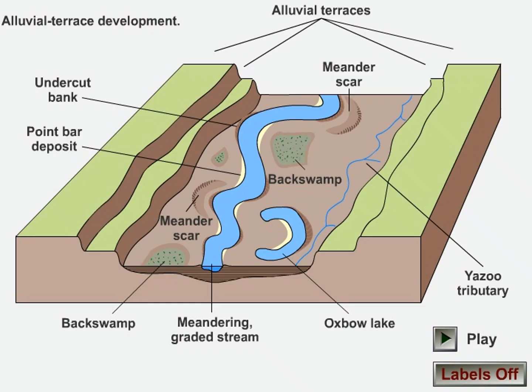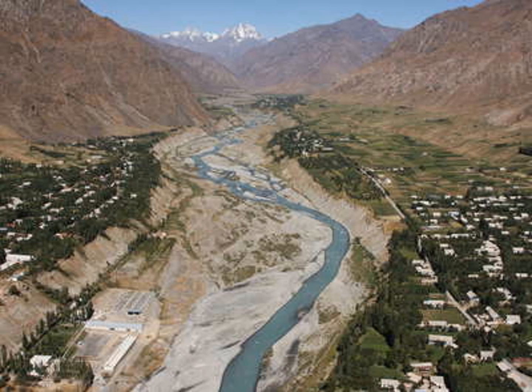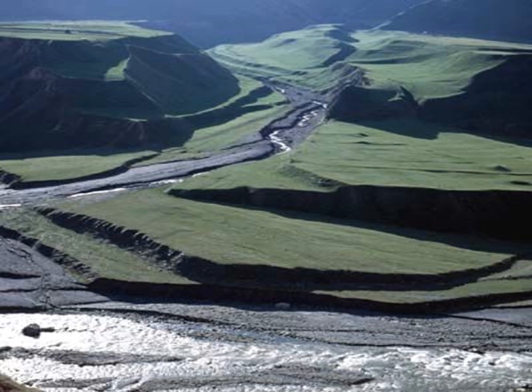This image shows the stepped appearance of river terraces along a valley side. Observe the undercut bank, the point bar deposits, and also the meander scars and the oxbow lakes. Here is another view of river terraces showing flat surfaces at different levels. This is a further example of river terraces from a different valley. Observe the step-like structure.